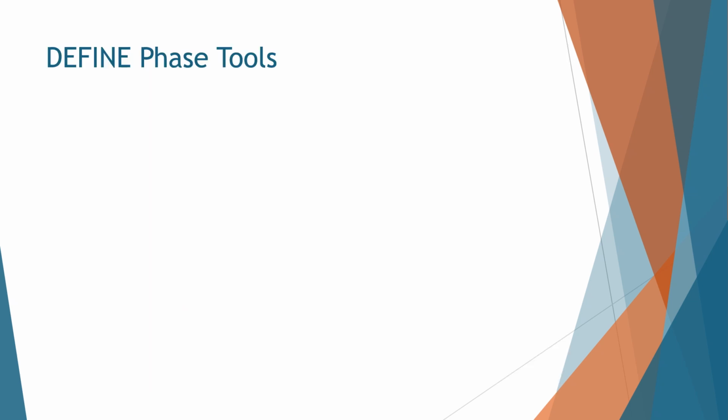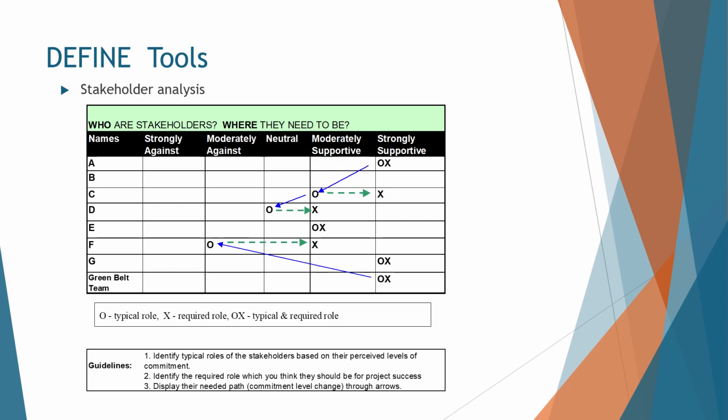So when it comes to the define phase tools, there's a stakeholder analysis, market research, SIPOC, quality function deployment, and you engage in a stakeholder analysis. You want to know who your stakeholders are, who's strongly against the project, who's neutral, who's strongly supportive. You want to know how you're going to have to work each one to come in agreement with you and what is their role. And if they don't agree, how do you overcome that obstacle?